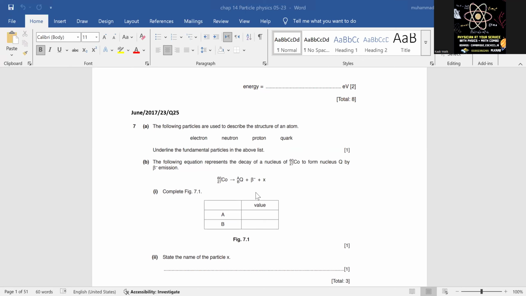The following particles are used to describe the structure of an atom. Underline the fundamental particles in the above list. Sir, only the electron? Yes, sir, only the electron. Okay.